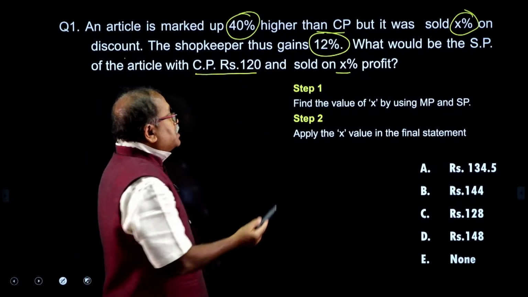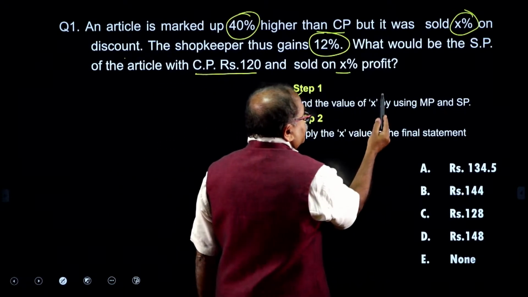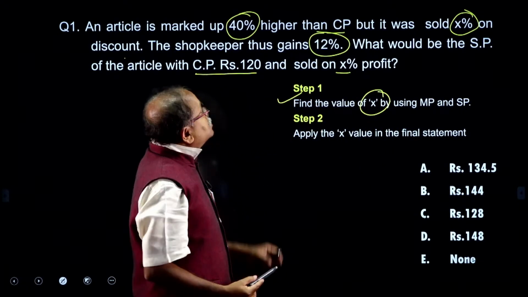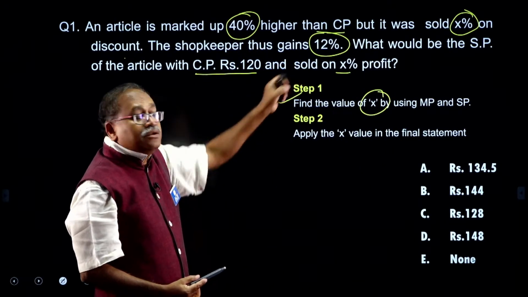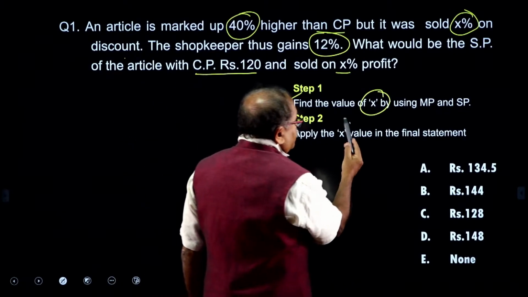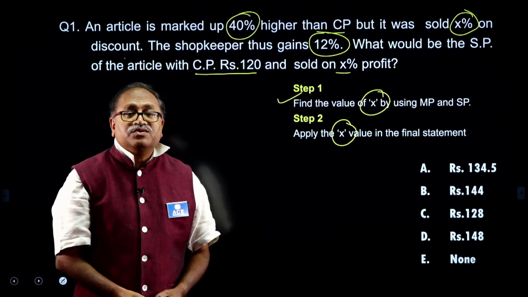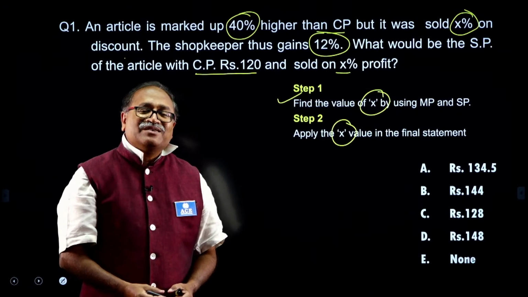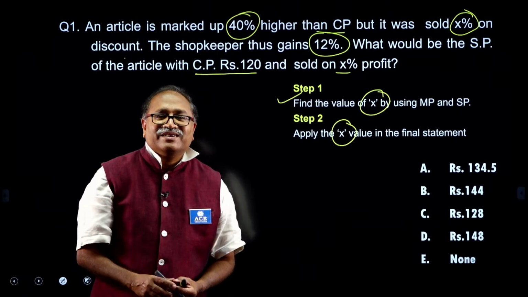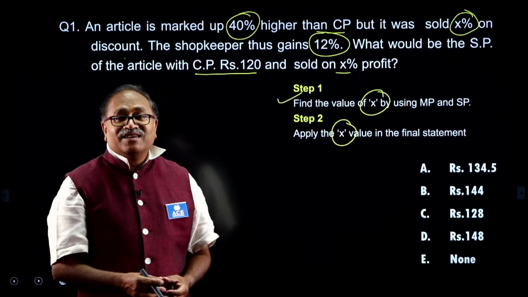That is a very simple thing here. In step 1, we have to find the X value by using the marked price and selling price, and then in step 2, place the X value in the second case. Those are the only 2 simple steps. Come on, answer it. I will be waiting for 30 seconds at least.